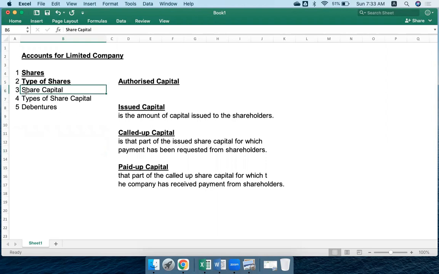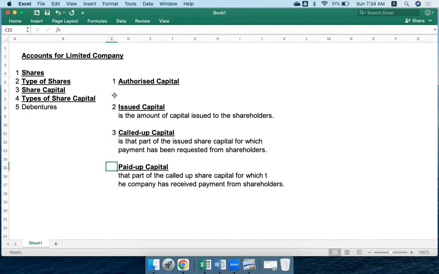Then we understood share capital also. That capital which is raised by issuing shares is known as what? Share capital. Share capital. Now, types of share capital we were discussing. Okay, so these are the types of share capital. Number one, we have already discussed authorized capital.